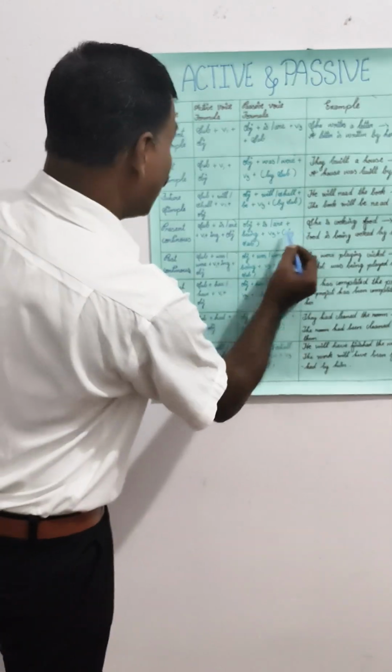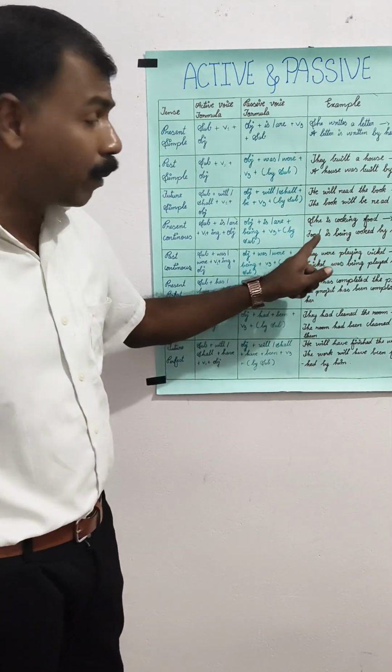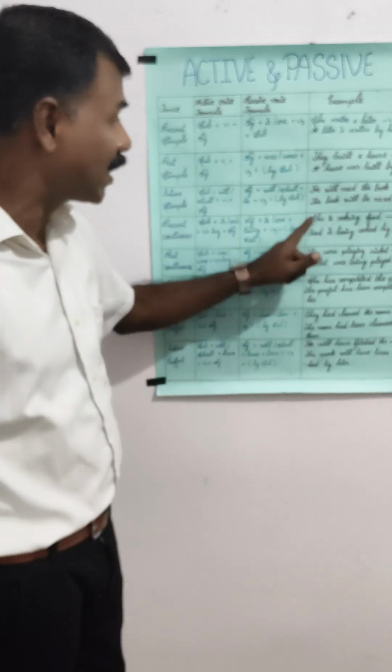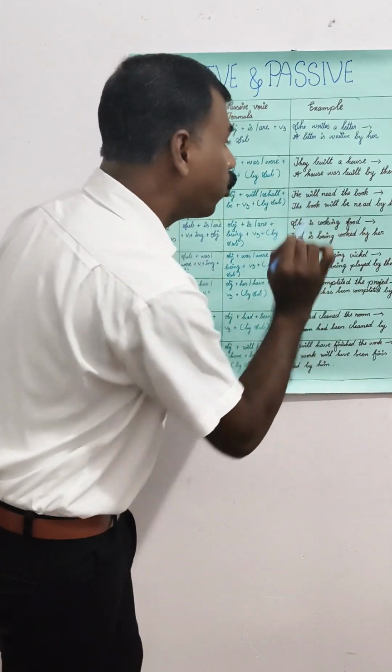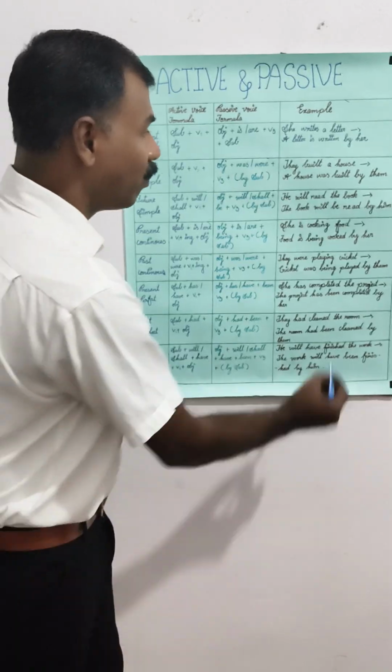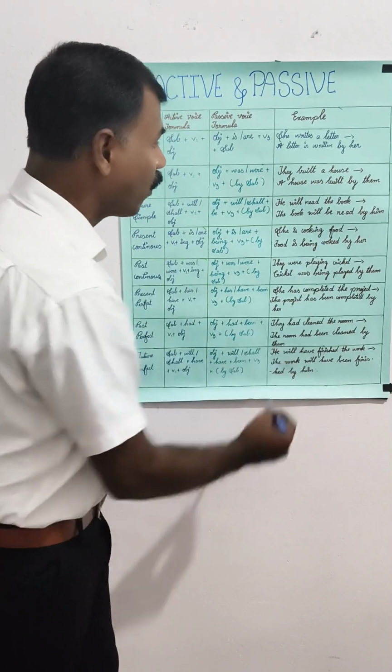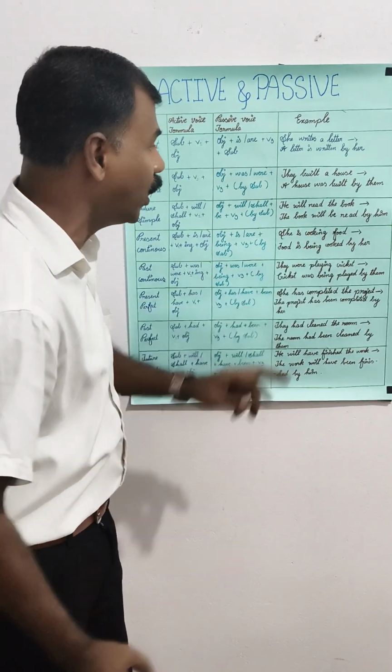So here you can see, the subject is singular. That means the subject is a pronoun. She is singular, that is why we are using "is". She is cooking food. That means V1 plus ing only. V1 plus ing. She is cooking food.